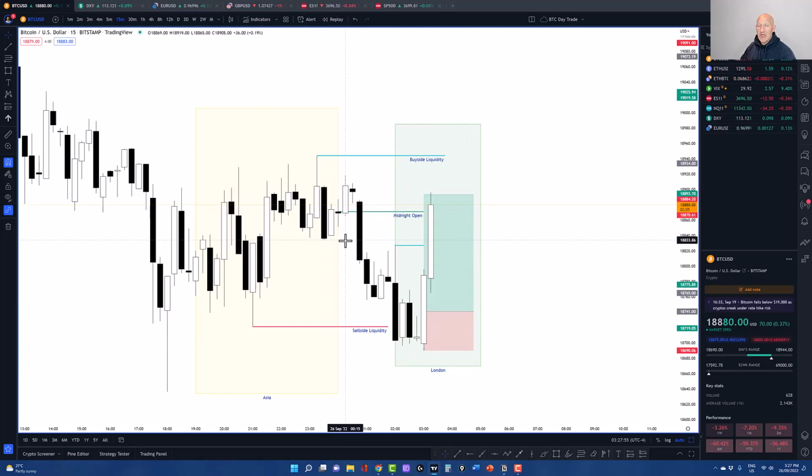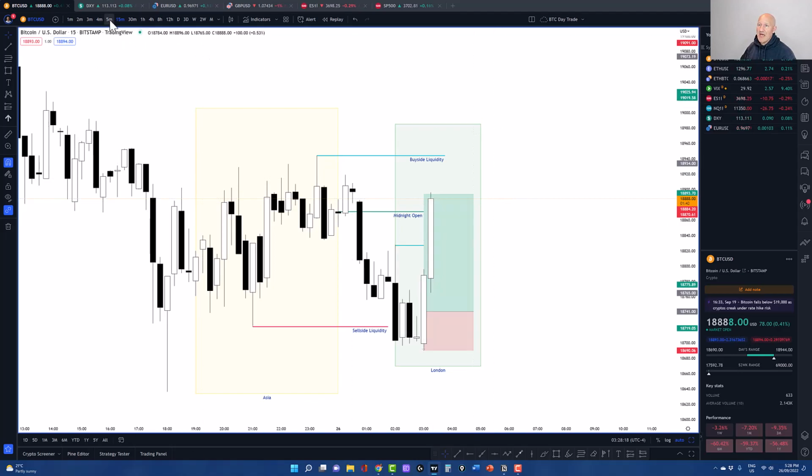And so what we're looking for from our London Killzone is we want to see, in this case, the market run above the midnight open, come down through the midnight open, take out the sell side liquidity, and then reverse and then run back towards the midnight open or some other relevant level in terms of attacking liquidity.